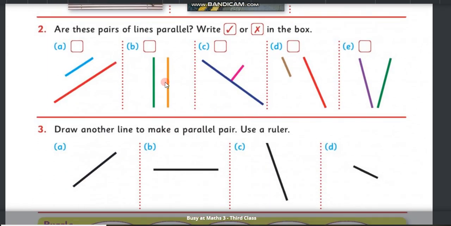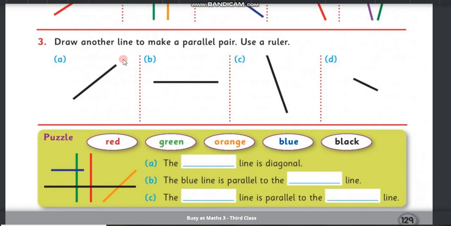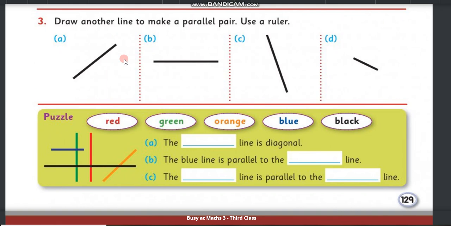Now down here, it's asking you to tick the pairs of lines that are parallel here. If they're not parallel, you put the X in the box. Okay? Now, Number 3 is a very, very important one. It's asking you to draw another line to make a parallel pair.